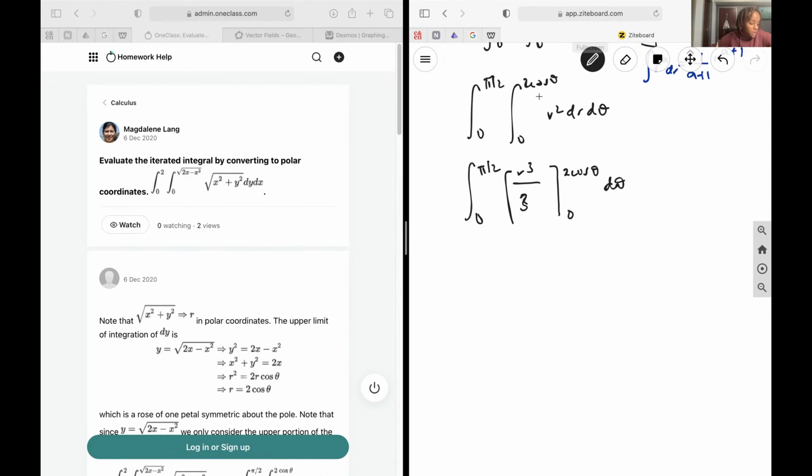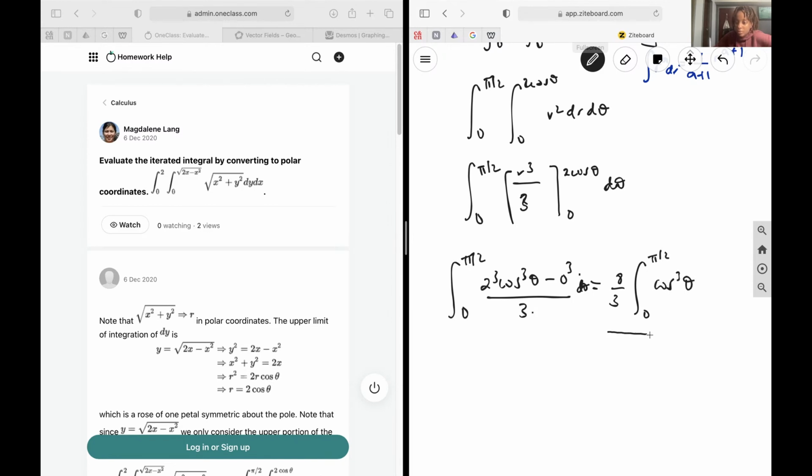Okay. And then next up, what I am actually going to do is evaluate it. So it will be the integral from 0 to pi over 2 of 2 cubed cos cubed theta minus 0 cubed, all over 3. So I'm going to pull out this 2 cubed and the 3 to become 8 over 3. This will be integrated over theta. The integral from 0 to pi over 2 of cos cubed theta is what that will leave over. And I'm integrating over d theta again.